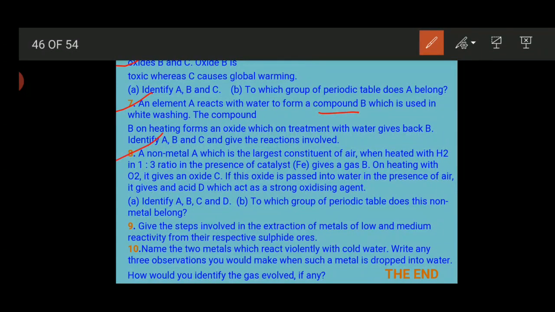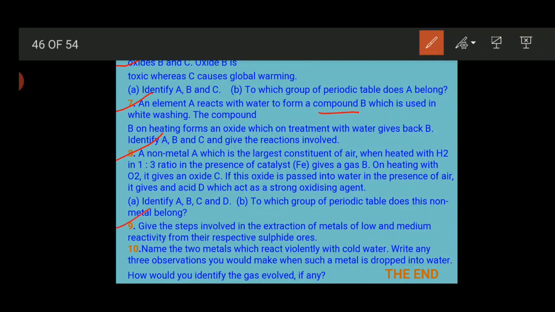Eighth question is, a non-metal A, which is the largest constituent of air, when treated with hydrogen in a 1:3 ratio in the presence of an iron catalyst gives a gas B, ammonia gas. On heating with O2 it gives an oxide, nitrous oxide or nitrogen dioxide. If the oxide is passed into water in the presence of air, it gives D, which acts as a strong oxidizing agent, that is nitric acid.